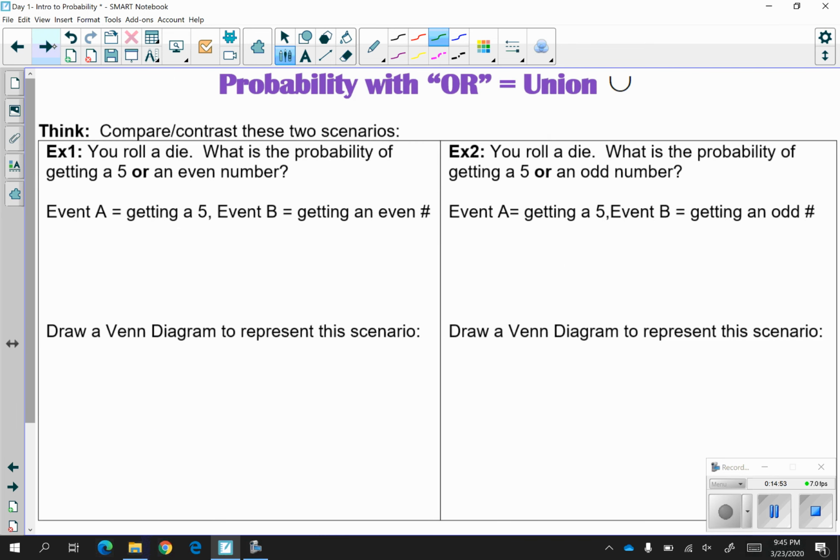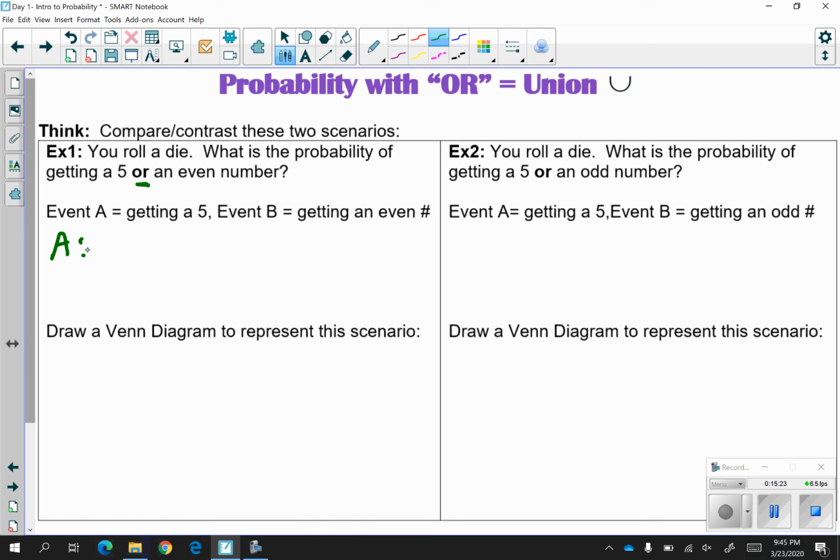Now let's talk about or probability, which is called the union because you are joining both of them together. So this one's kind of simple. It's a U for union. You just have to remember that it represents OR. So let's look at the first example. You're rolling a die and they want to know what is the probability of getting a 5 or an even number.